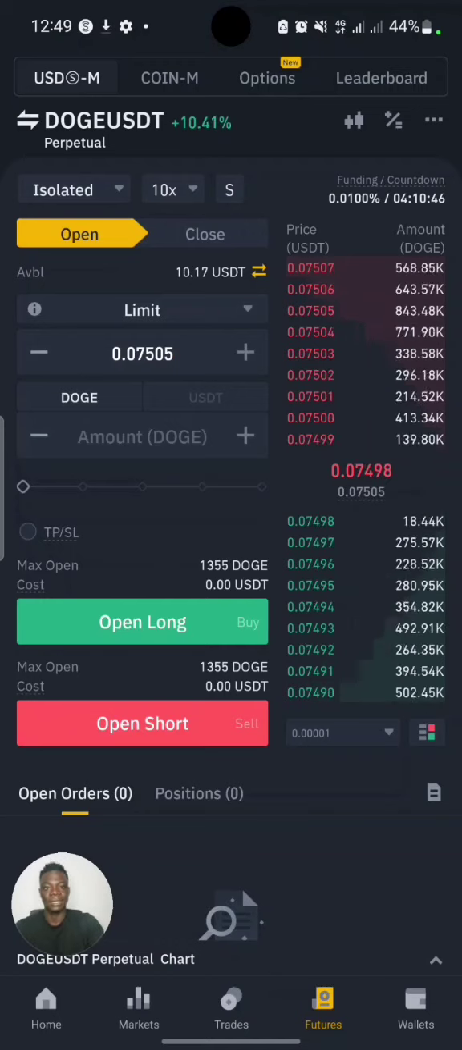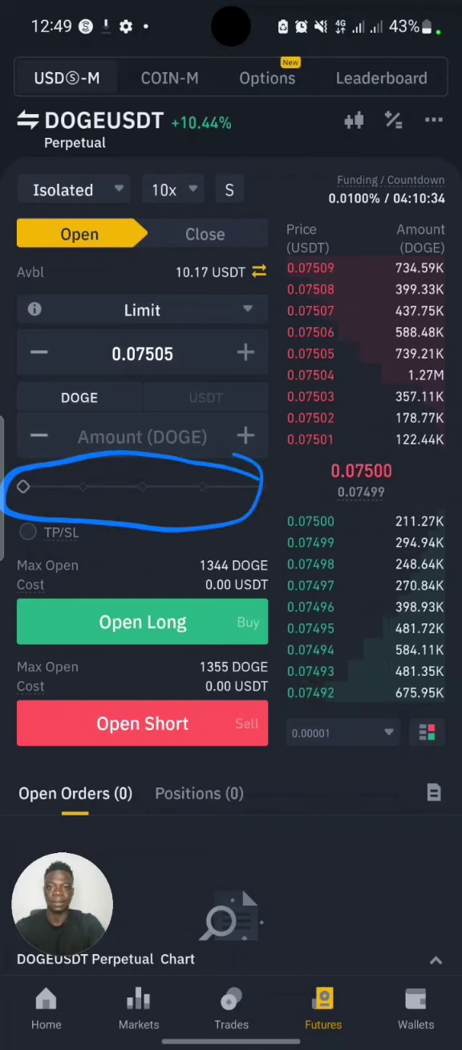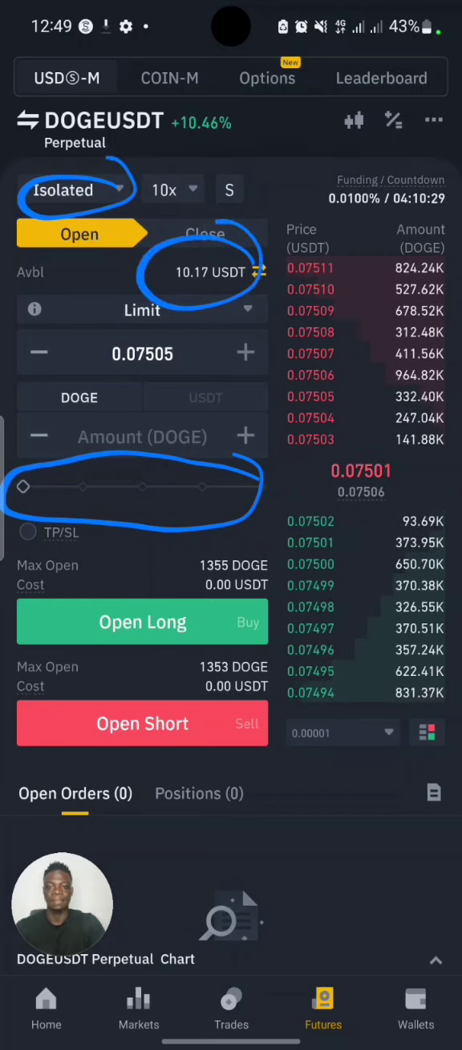Right now, the next thing I want to explain is the isolated and then cross margin. What is isolated margin? The isolated margin goes hand in hand with this point. Because I have $10 here, if I click on isolated margin and then I click to this position, that means I'm using only $5 and I'm only risking $5 of my account. So I can only lose that $5 in any trade I enter because I'm isolating only $5.